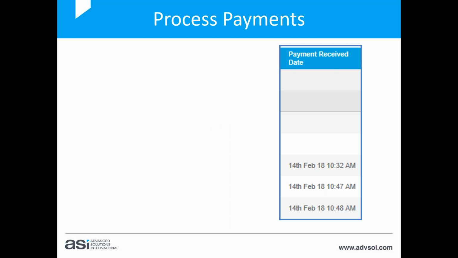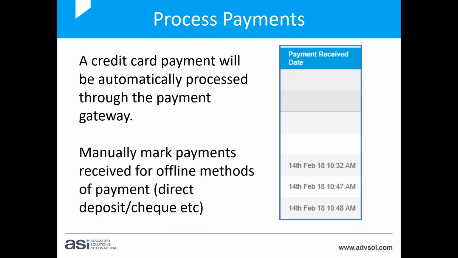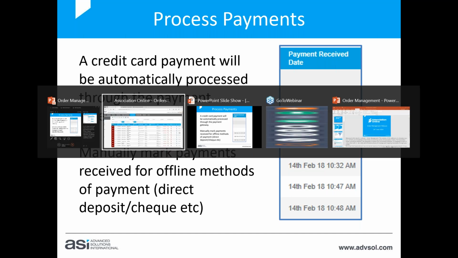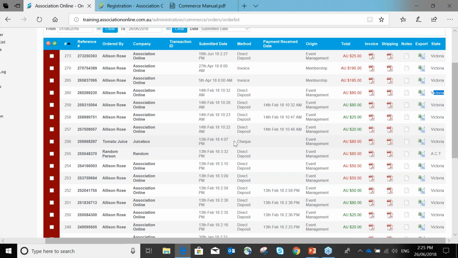Processing payments. A credit card payment will automatically be processed through the payment gateway, and it'll be marked as payment received and the total amount in green. Awesome. Less work for you to do as an administrator. But what you do need to do is manually mark payments received for offline methods of payment, direct deposit or check, for example. I'm just going to show you how to do that. Even though some of you already know that, I might give you a couple of little tips. I'm going to use a check example. I don't know if many of you still get checks. I know some do. But I'm just going to do an example of a check payment.